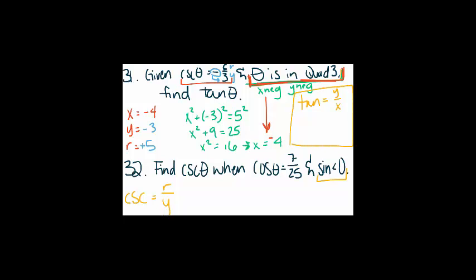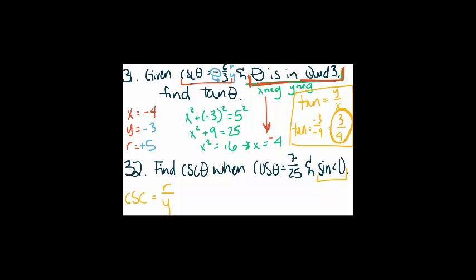If tangent is y over x, then tangent's going to be negative 3 over negative 4. Tangent is 3/4, positive 3/4. I get double negatives. I'm in that quadrant. So it's not that the problems are super hard. We just have to remember to look at all of the pieces.